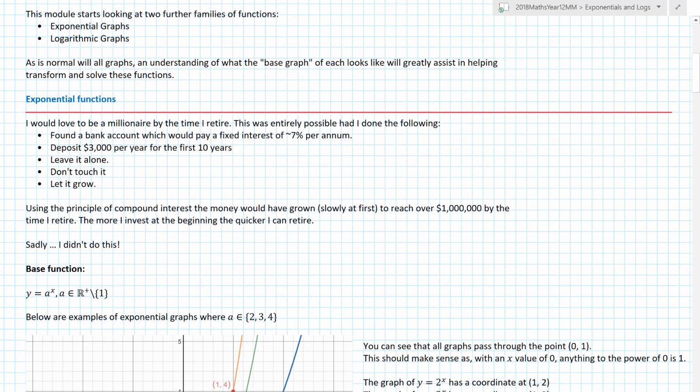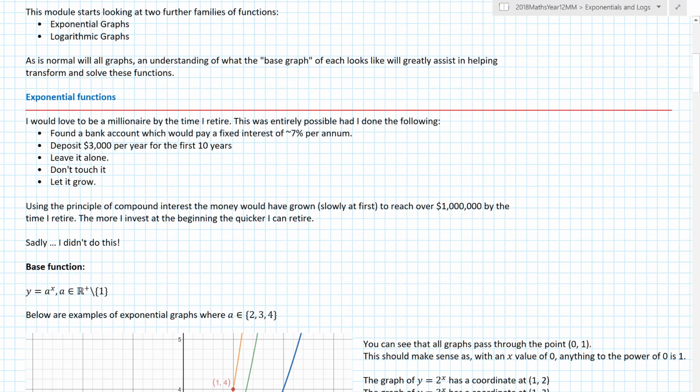This module, all right, when we're dealing with things very much in modules, we don't tend to go through the course chapter by chapter, is looking at 2 further families of functions: exponential graphs and logarithmic graphs. Oh, logs. Go and say that to your mum and dad, and they will start to tremble undoubtedly. I mean, certainly if they were my mum and dad's age, they'll be sitting there going, oh, log tables, what did that all talk about?